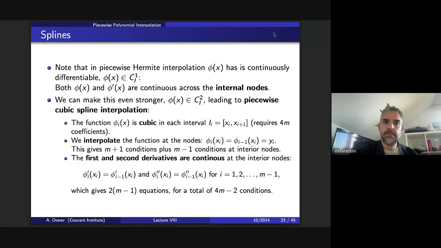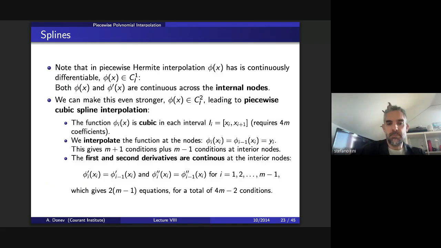Now we get to splines. We said that in the Hermite interpolation we fixed the first derivative, so the interpolation polynomial was C1 smooth, right? So it was smooth up to the first derivative. But we can also have a stronger assumption. We can go to cubic splines.